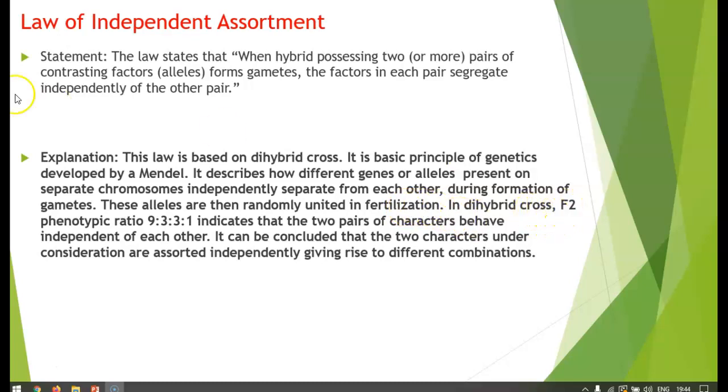In a dihybrid cross, the F2 phenotypic ratio is 9:3:3:1. It indicates that the two pairs of characters behave independent of each other. It can also be concluded that the two characters under consideration are assorted independently, giving rise to different combinations. If you have a look at the dihybrid cross, you will see along with the parental combination, you come across certain new combinations also, which is again a proof of the independent assortment.